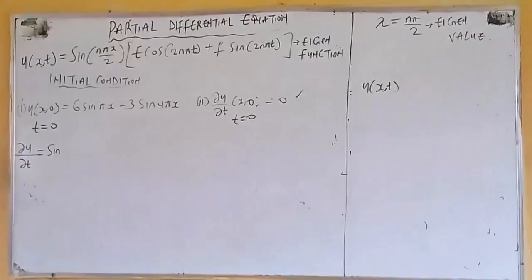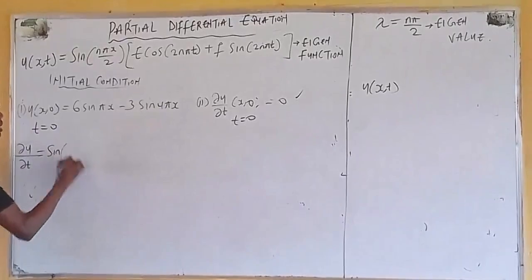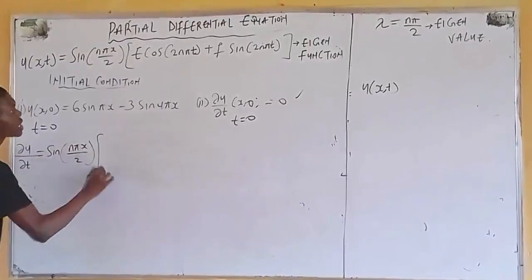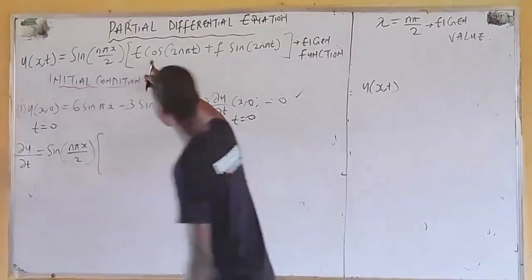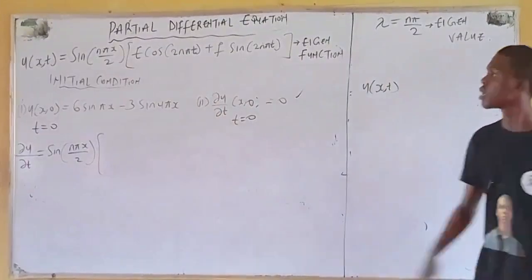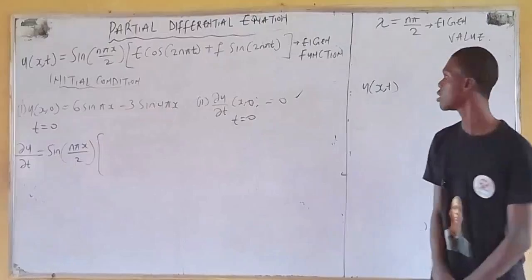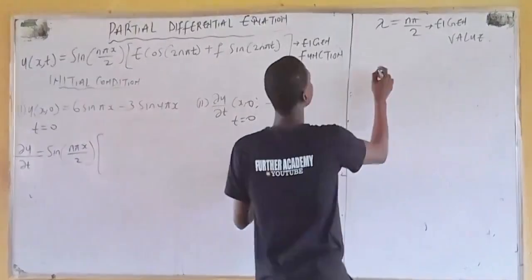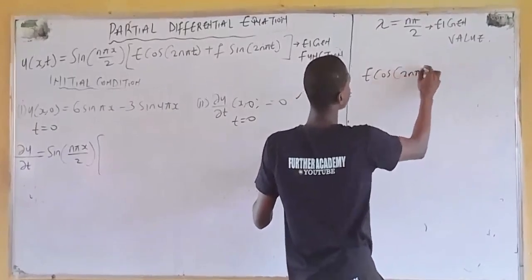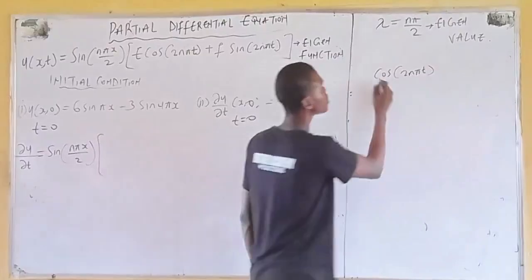We are differentiating this. So we are saying that the partial derivative of u with respect to t is equal to sin(nπx/2), right? Now differentiate this with respect to t. We call it partial differentiation. Let's differentiate this with respect to t. What do we have? Using chain rule. Let's bring it out. I'm having e cos(2nπt), right? Let's treat this e as constant. Say we want to differentiate this.